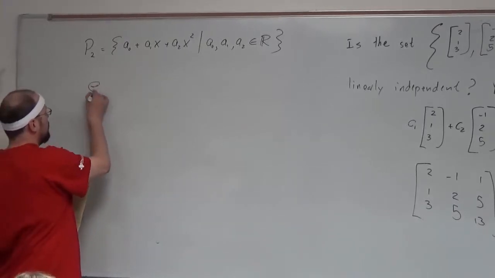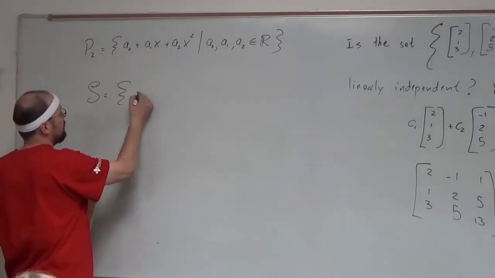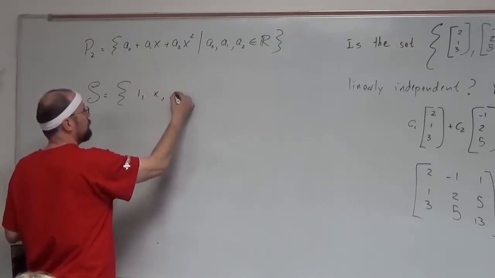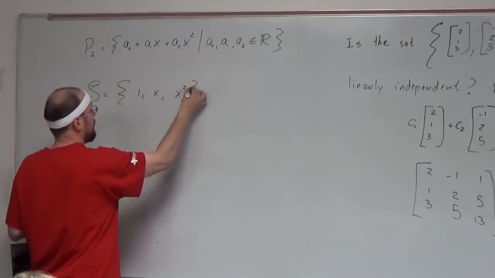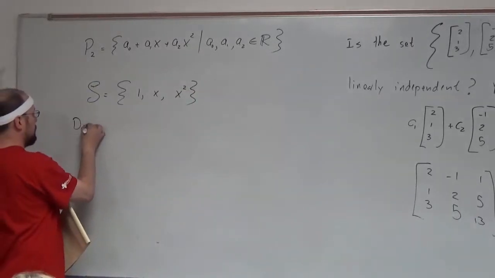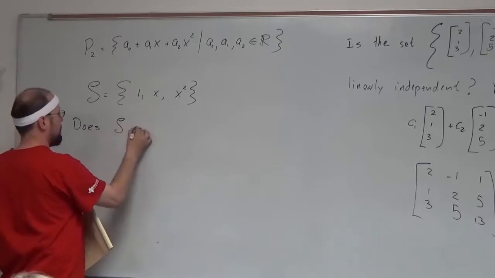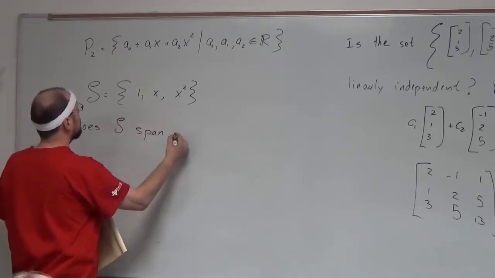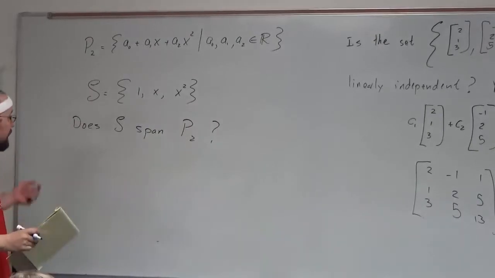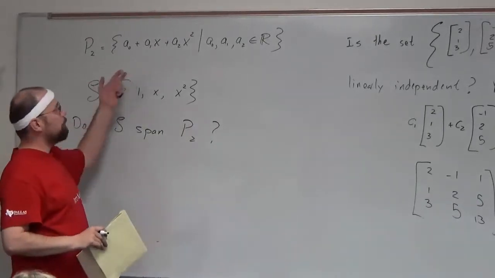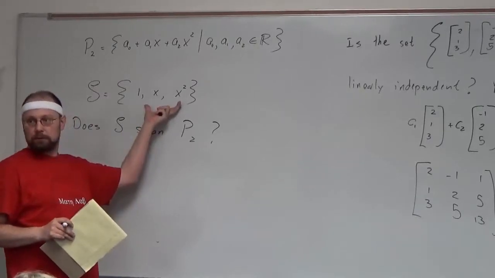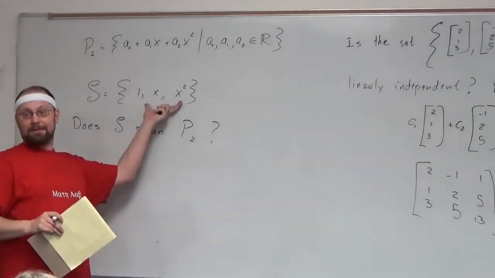Quick question, will this set of polynomials span P2? Does this set span P2? That is to say, am I able to express every polynomial of degree 2 or less as a combination of these three things? And you better answer yes.